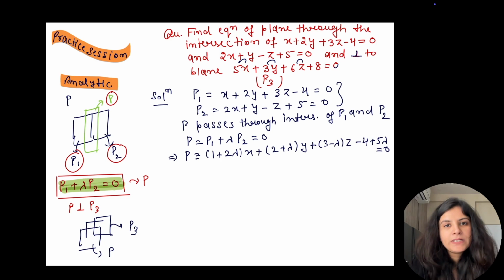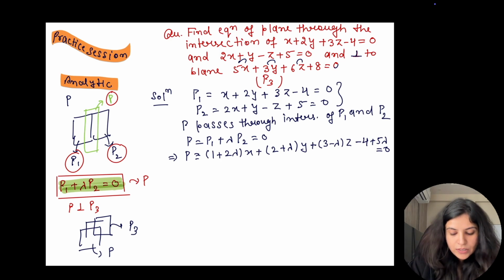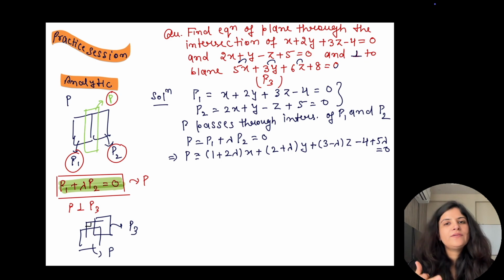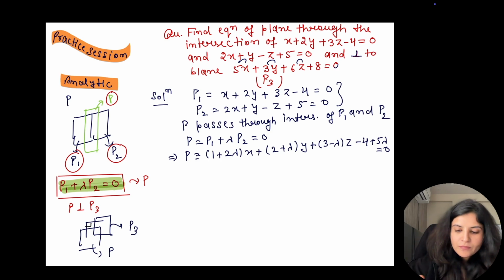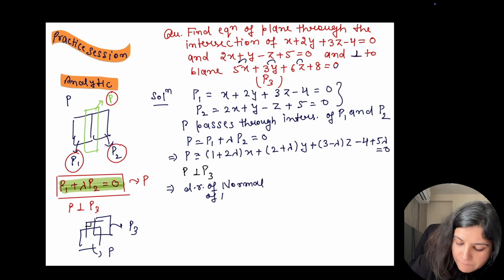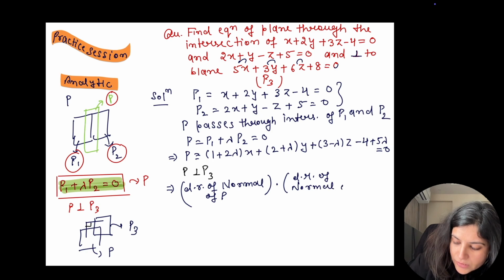सो व्हेन आई से दैट टू प्लेन्स आर परपेंडिकुलर, दैट मीन्स देयर नॉर्मल इज परपेंडिकुलर टू ईच अदर. And when normal is nothing but a line, so whenever a line is perpendicular to another line, that means the dot product of their direction ratios will be 0. So here I can say that now P is perpendicular to P3. So it implies direction ratios of normal of P dot direction ratios of normal of P3 is equal to 0.